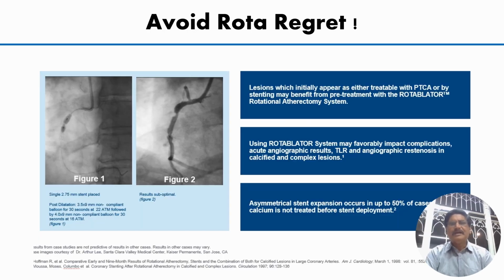Especially the rota regret: if you do naive balloon angioplasty without lesion preparation, both balloon crossability and balloon expansion become difficult. If you go with higher atmospheres, some uncontrolled dissections may occur, and without any lesion preparation, if you put the stent, it becomes unexpandable and ultimately leads to acute or subacute stent thrombosis. So that's why lesion preparation is important to prevent the rota regret.